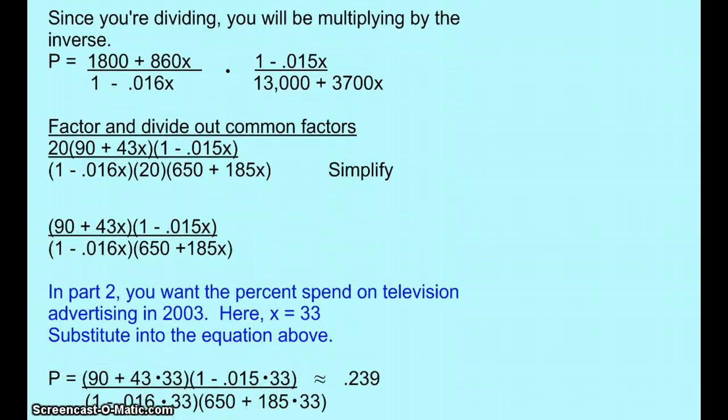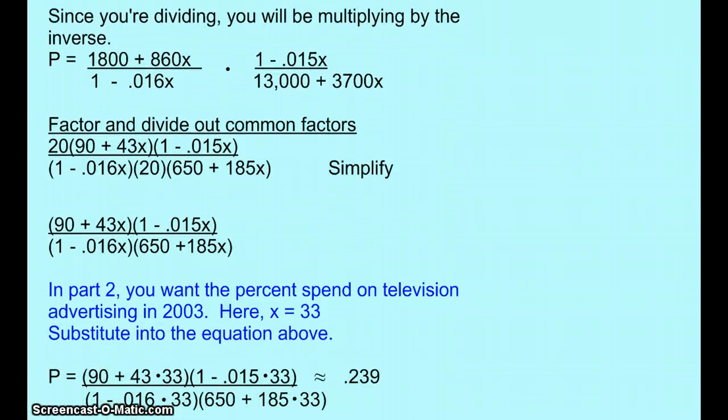In part 2, you want the percent that's spent on television advertising in 2003. 2003 is 33 years since 1970, so you have to use an x of 33, and you're going to substitute it in the equation that we've developed here. You can see how a lot of things can go wrong here. If you multiply incorrectly in these beginning steps, you're going to have an incorrect equation here, and then when you start to plug in the numbers for the years, everything's going to go wrong.